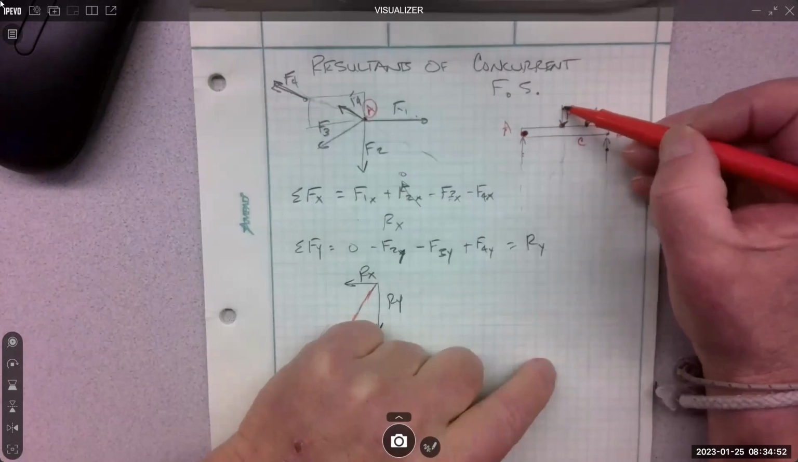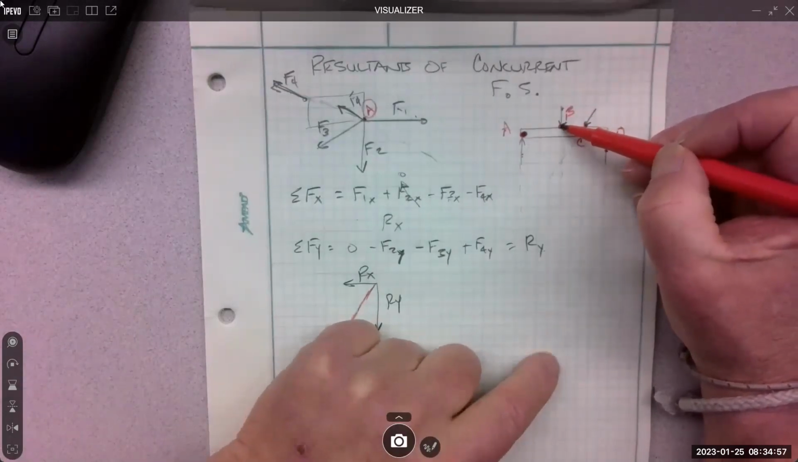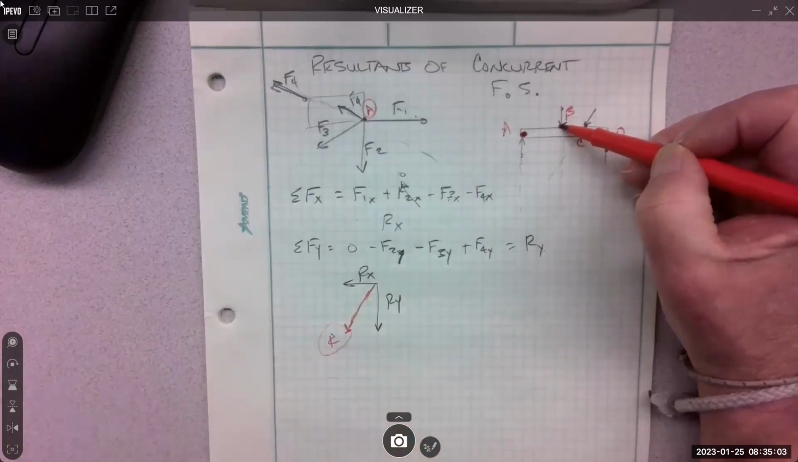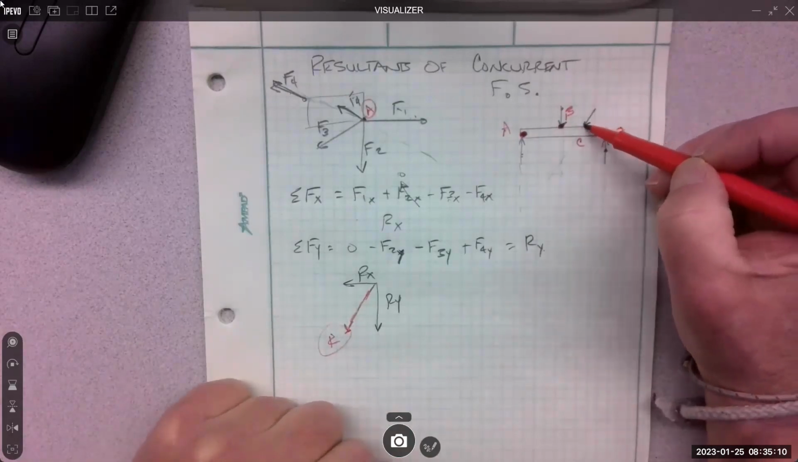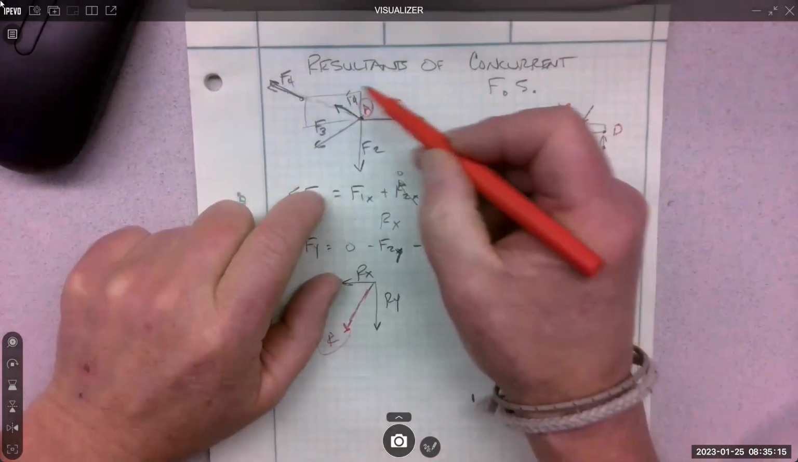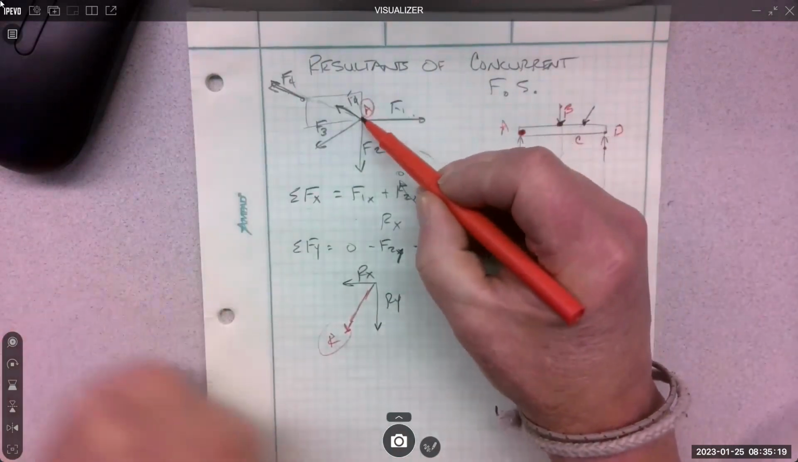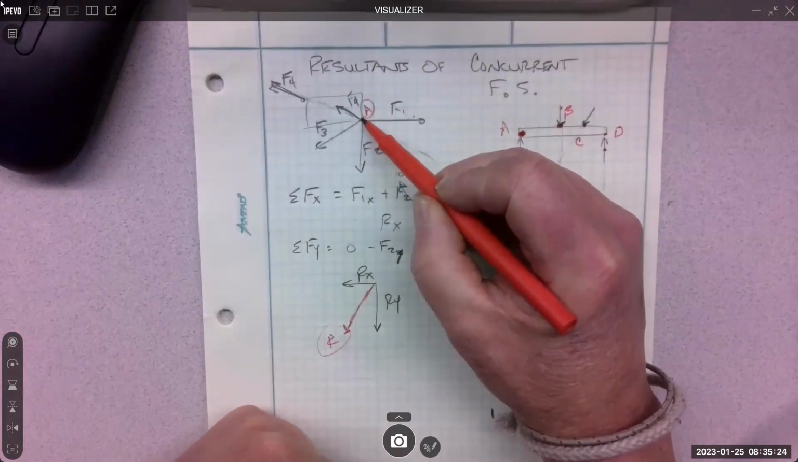What about this force about point B? Trying to translate it, but there's no rotation there. That makes sense? If you don't believe me, just walk over to the door and push on the hinge and see what happens to the door. It just doesn't move. So if the force goes through the point, there's no rotation. Are any of these forces trying to rotate about point A? No, they're going straight through the point. No rotation.